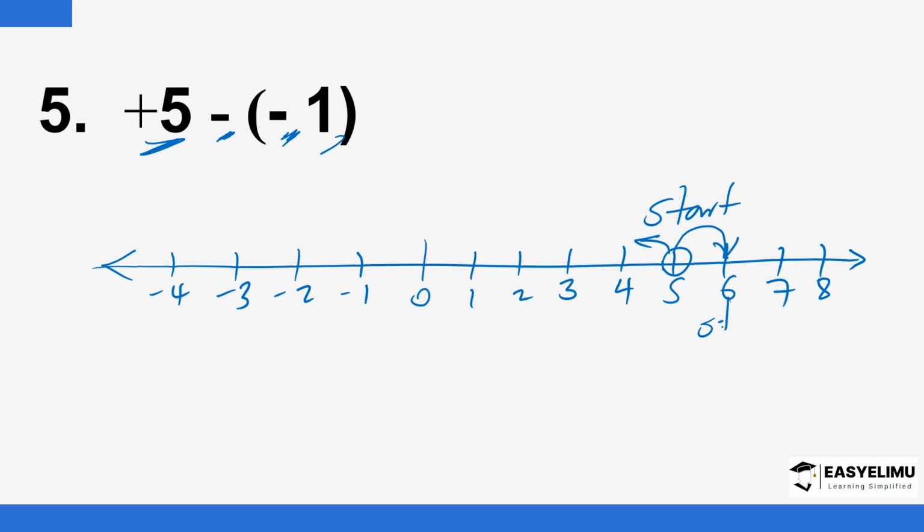So stop. So the answer is normally given by where we stop. So where did we stop? 6. So minus 5, plus 5 minus 1. The answer is 6, +6.